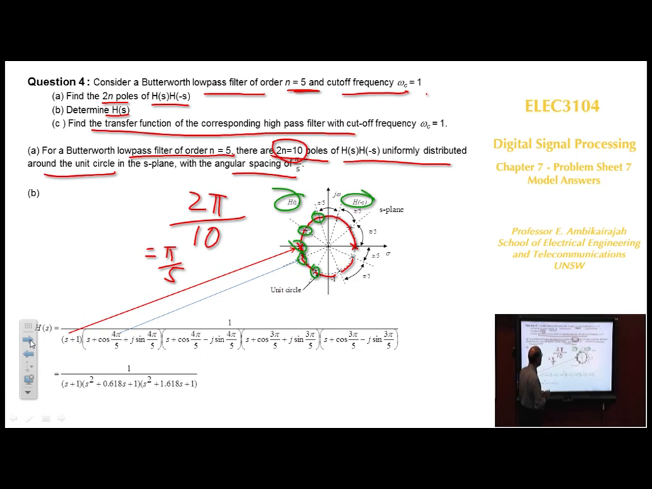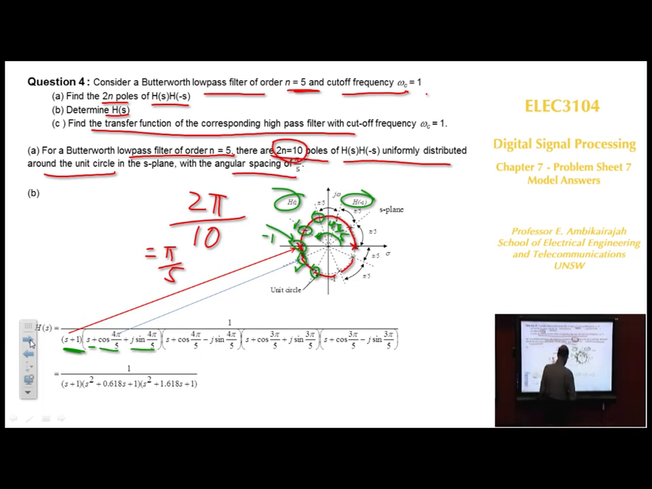So we can write the transfer function. We start with the first one, which is minus 1. So s plus 1 will be the first factor. And the second one is this one and this one. If you look at that, it is 4 pi over 5. That matches. This is 4 pi over 5, and this is 4 pi over 5. So you can say that is s plus cos 4 pi over 5 plus j sine 4 pi over 5.